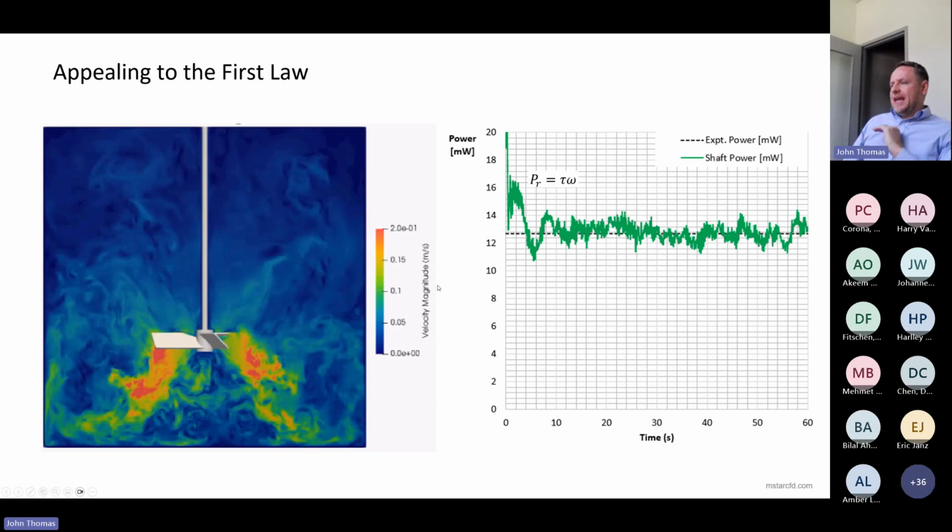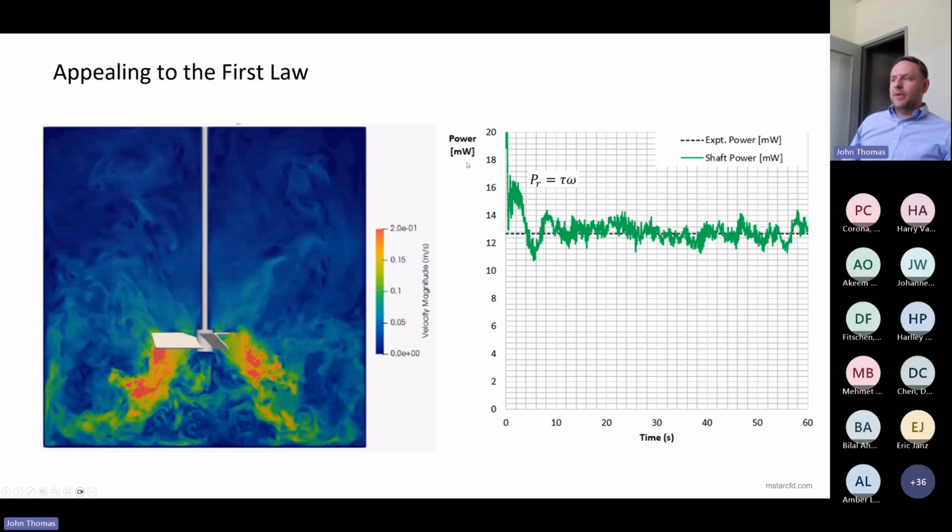So here is just a prototypical system. And this green line represents the shaft power, the power going into the system as calculated by the torque on the impeller times the angular velocity of the impeller, right? This is what we would measure with a torque cell in a lab. And so this green data here represents the time evolution of that shaft power. We can compare that prediction to what we'd expect from the lab using literature power numbers.